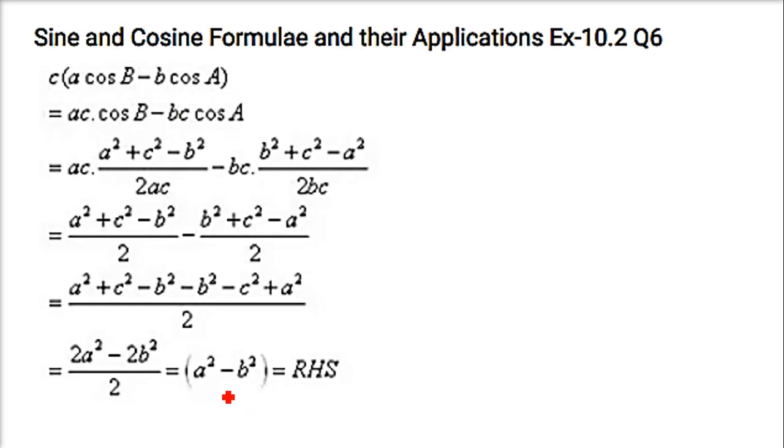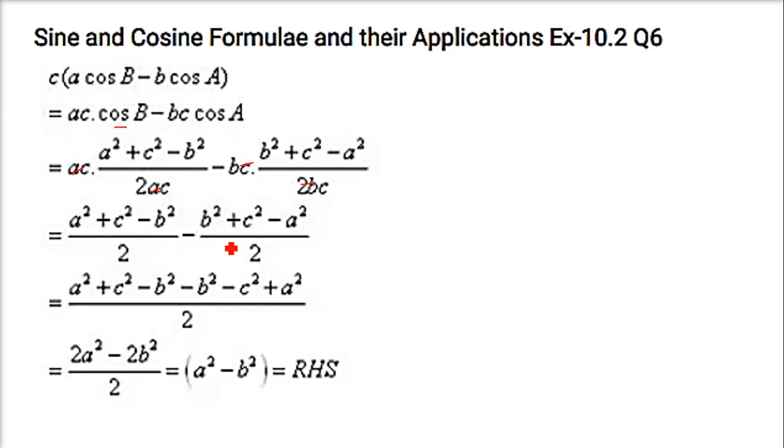Next one is this, you have to prove a square minus b square. So if you see here, multiplying this c inside, it will be ac cos b and bc cos a. In place of cos b, you have to write (a square plus c square minus b square) by 2ac, and cos a will be (b square plus c square minus a square) by 2bc. Now this ac gets cancelled, bc gets cancelled, and 2 is there.